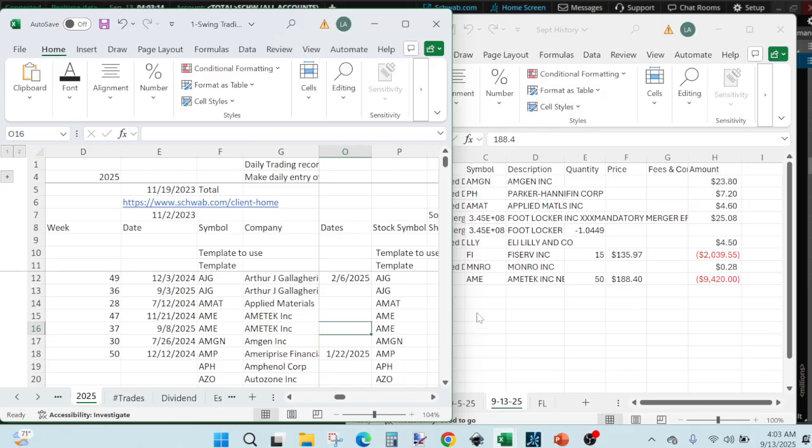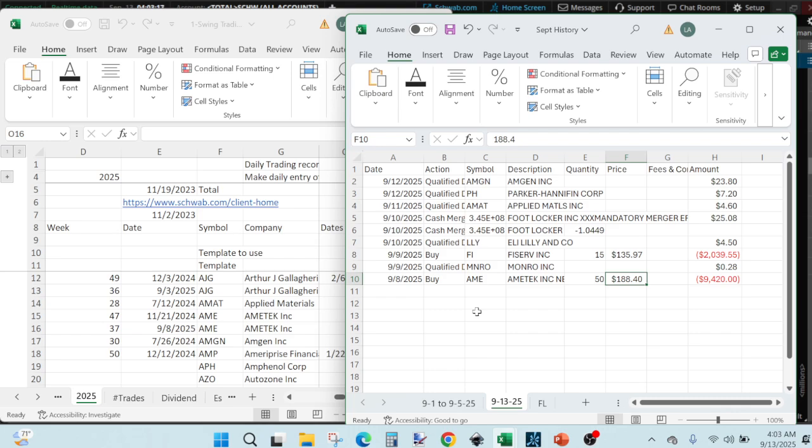And that is how I track stocks that I purchase for swing trading purposes, or how I track my trades. So we got a dividend from a stock that we purchased for dividend income purposes.